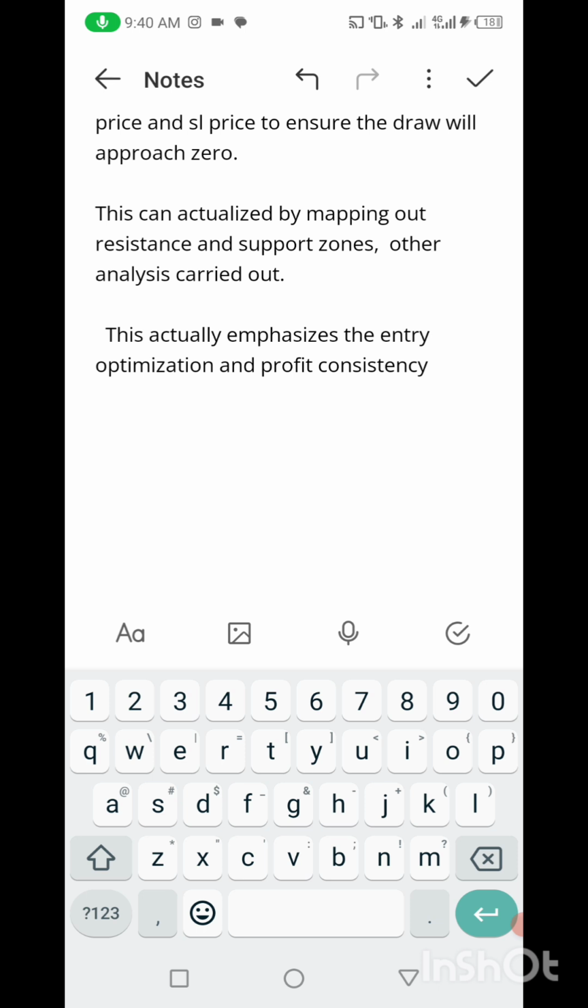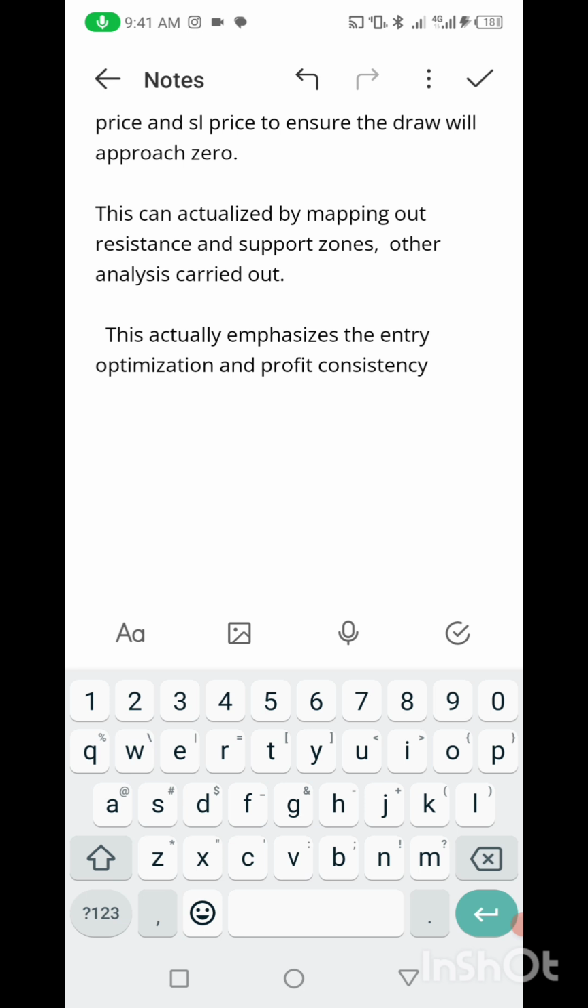all prices are subject to criticism. You have to criticize every price, and you are going to criticize every price based on the energy content of the price, based on the potential state of the price, based on the resistive and supportive strength of that price. Okay, and also the trend. That's why I say all the analysis carried out.